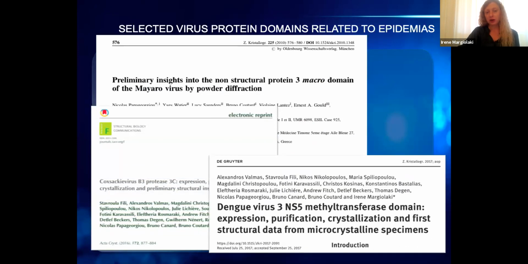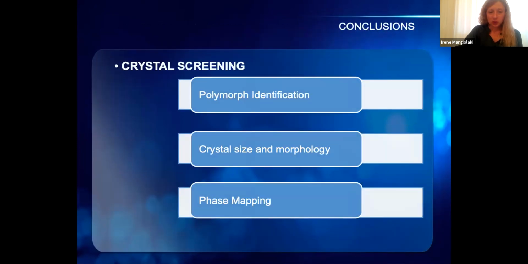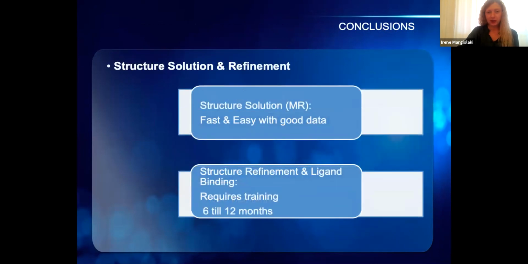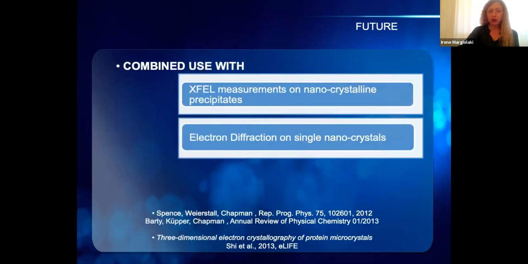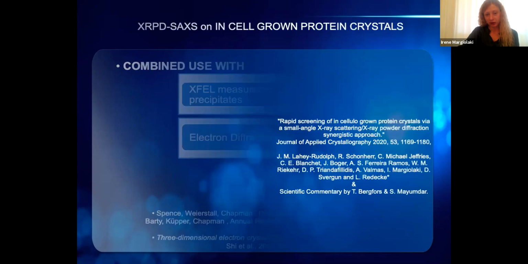These are 3 virus protein domains we've worked on in Patras: Mayaro, Coxsackie, and Dengue. And so, concluding, polymorph identification, crystal size and morphology, and phase mapping are very easy to do. Structure solution via molecular replacement and structure refinement, as well as ligand binding, require training but are feasible. And of course, the technique is ideal to be used together with X-ray measurements and electron diffraction on single nanocrystals.